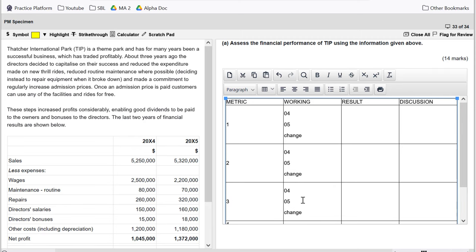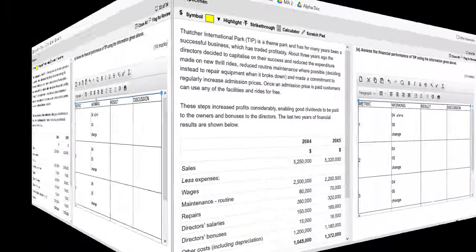Look at this. If they're giving me half a mark for every simple working, I'm going to get up to the 5 marks quite quickly because I've got 3 workings per metric. Let's say I'm looking at the gross margin. I would do it for 04, I would do it for 05, then I would talk about the change. Show your workings. This way, you can get the own figure rule if something is partially incorrect.